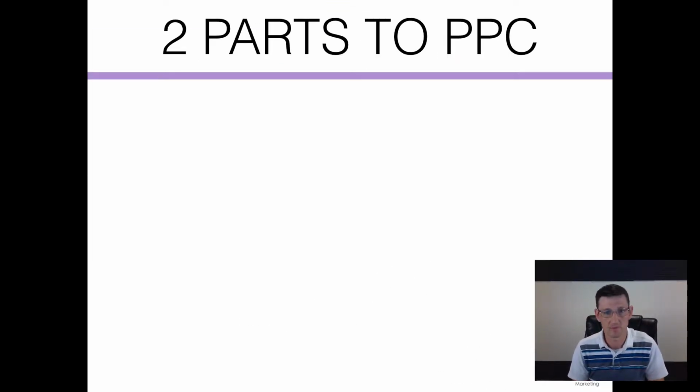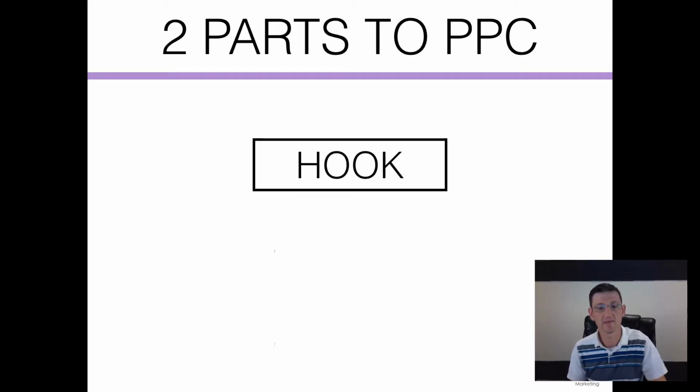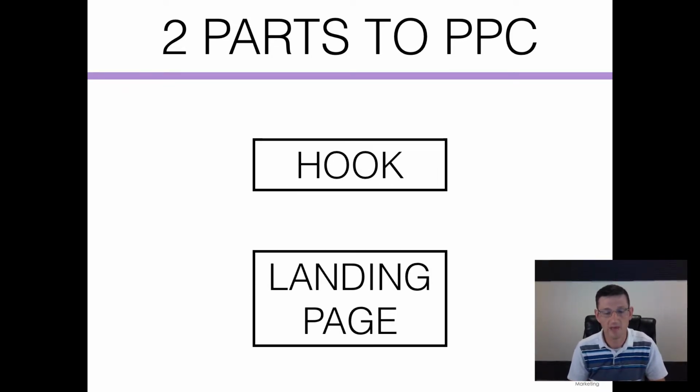Now, I like to keep things simple. There's two parts to PPC, and that's pretty much it. There's a few other things that we could talk about, but it really boils down to two parts. The first is a hook, and the second thing is a landing page. If you do those two things right, you're going to get a lot of results, and it's going to be really inexpensive. So first off, let's talk about the hook.